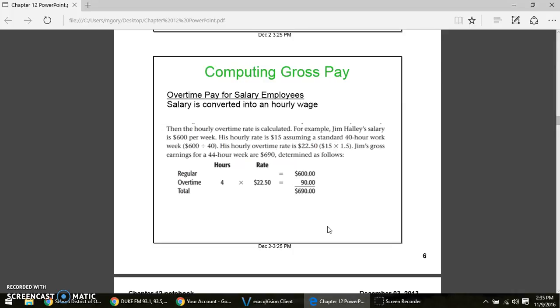Jim's gross earnings for a 44-hour work week are $690 and are calculated by the following calculation. Regular rate is $600. Overtime hours is 4 at the calculated overtime rate of $22.50, which means there's an additional $90 in overtime pay that will be added to his paycheck. So regular rate plus overtime rate is going to equal $690 of gross pay.